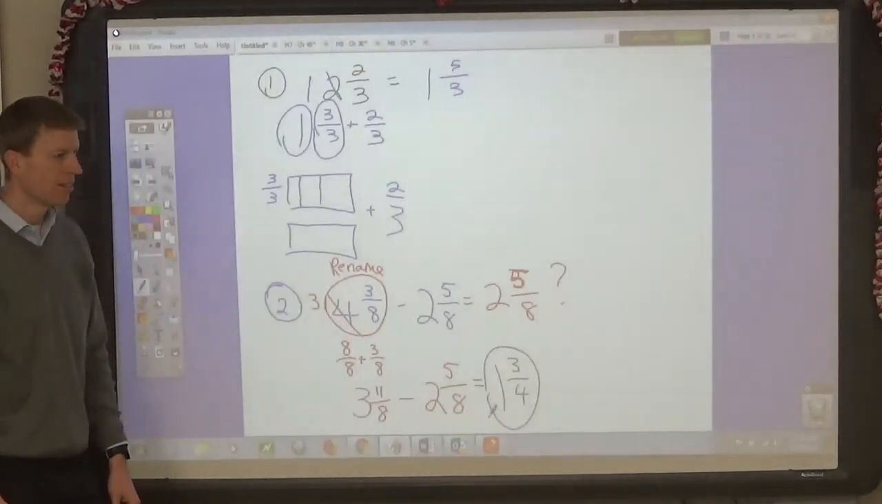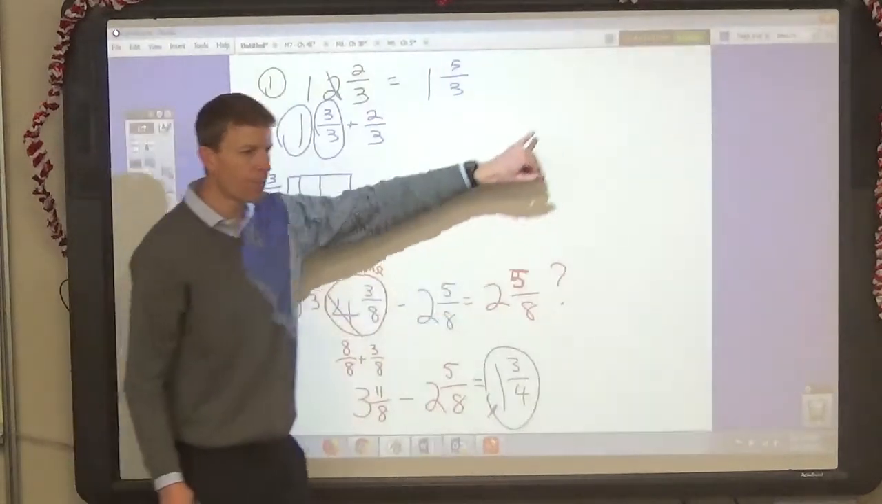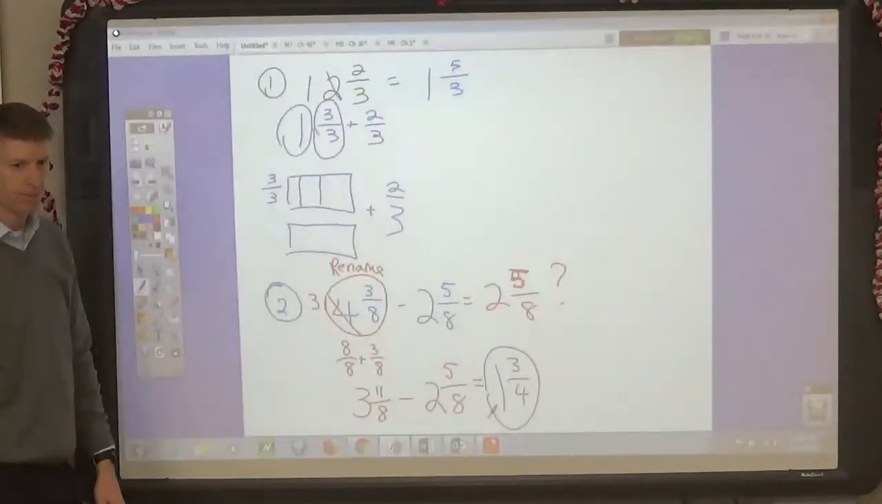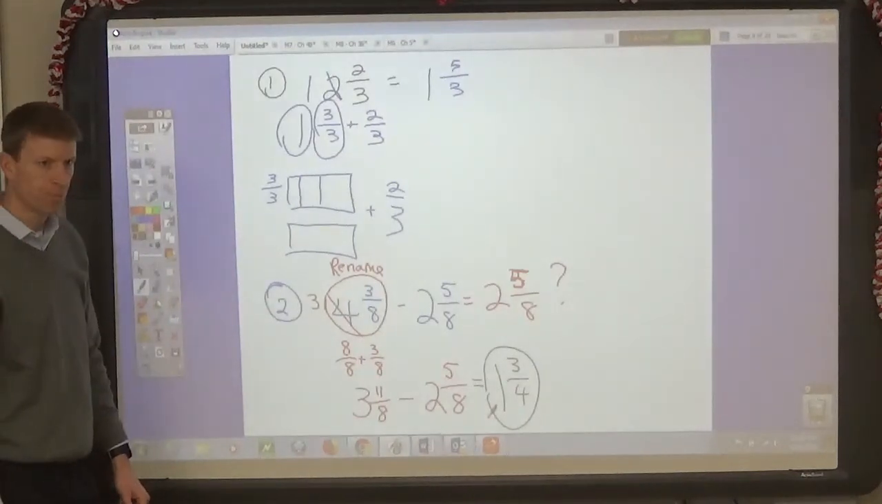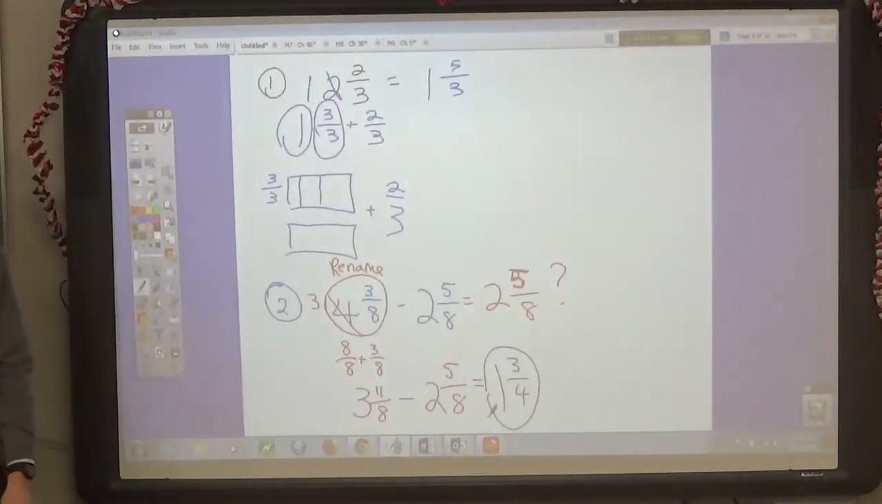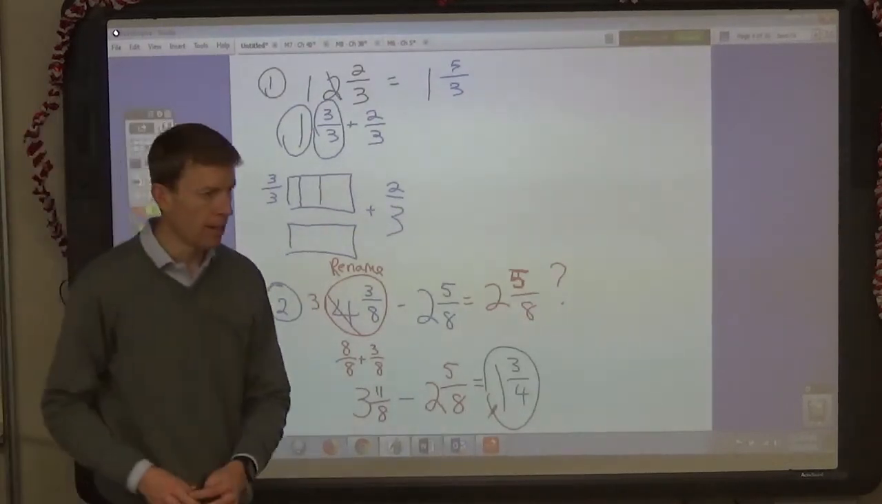Okay? The only way to do this is to rename this. Just like if you had 52 minus 38. Okay? You have to rename it. So I want you to practice this and go to number 8 and do 8 through 21. Do you have to estimate? 8 through 21. Nope, you can just do the subtraction.